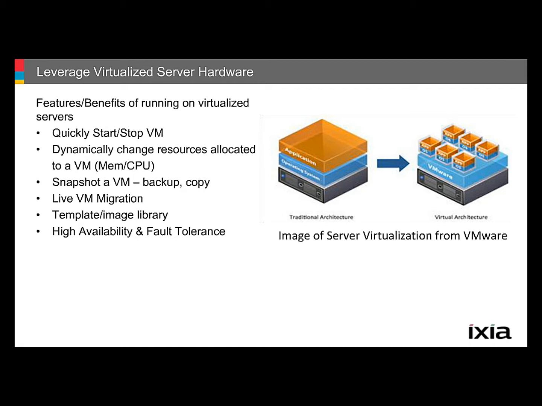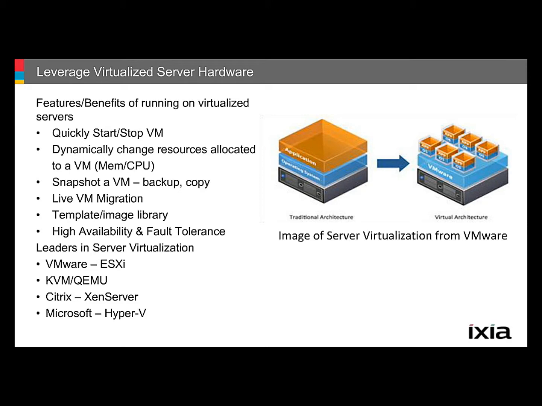Also, you have template and image library management. So if I have a template of a router or a template of a firewall, I can roll those out very easily and manage those for consistency. So you have fewer issues with variations in terms of rolling out canned service offerings. As well as virtualized infrastructures support high availability features and have built-in fault-tolerant features. Just an example of some leaders in server virtualization most folks are probably familiar with is VMware, which makes the ESXi hypervisor, KVM, QEMU, Citrix makes XenServer, and Microsoft has Hyper-V, which is being integrated into the Windows operating system.